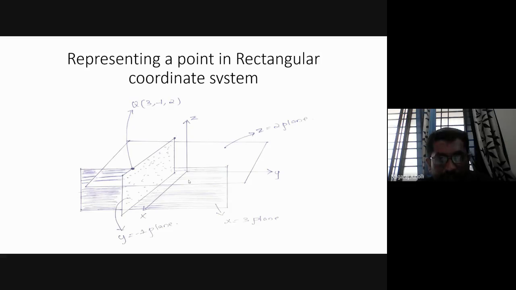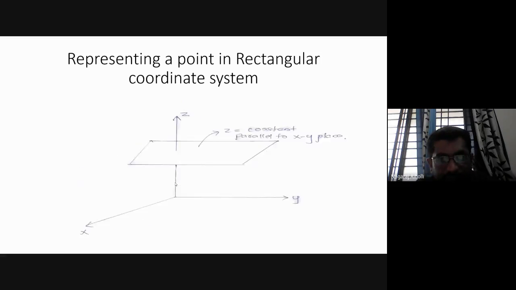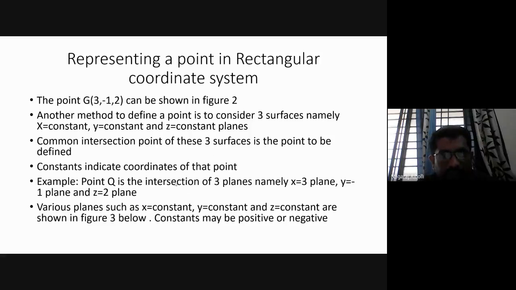Got the point here, students? So this is x equal to 3, then move on the negative side by -1, then the positive side towards the z-axis by 2 units. That gives the intersection of these three planes. Now your point is clear here? Your question is clear? Yes, sir. Okay, fine. So constants indicate the coordinates of that point. Point Q is the intersection of the three planes: the x equal to 3 plane, the y equal to -1 plane, and the z equal to 2 plane.